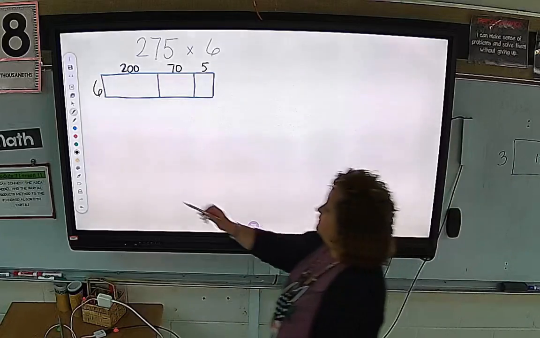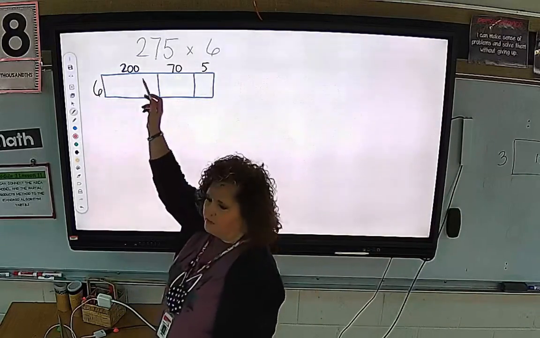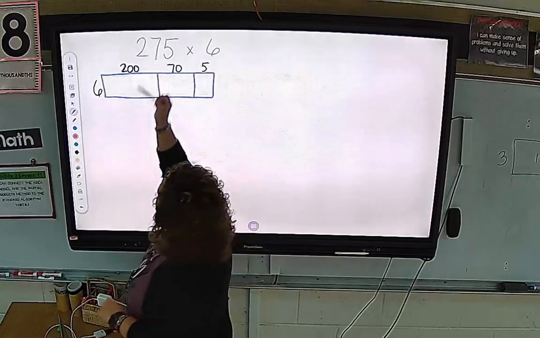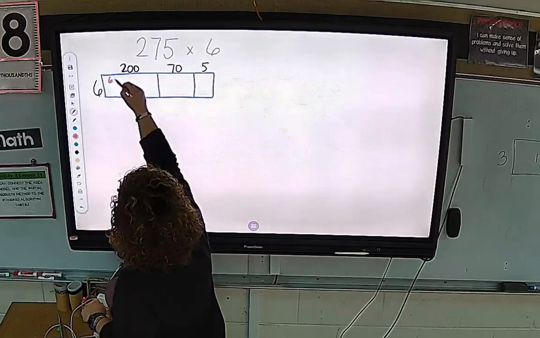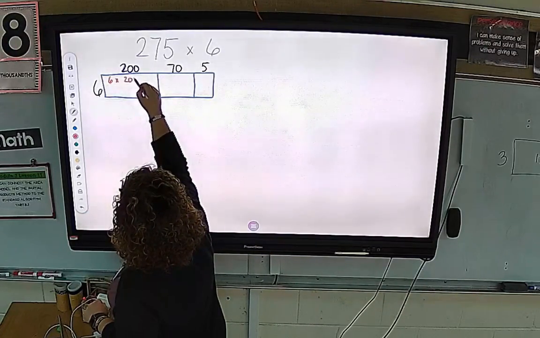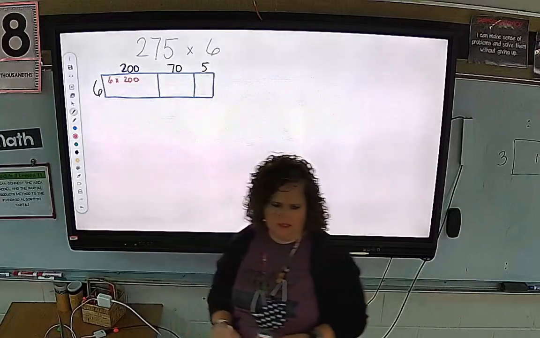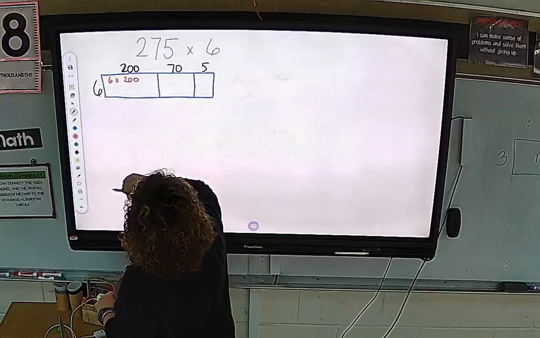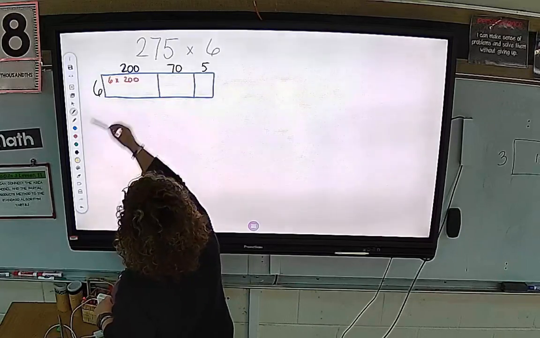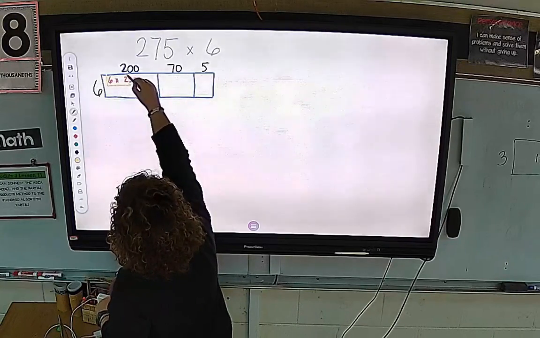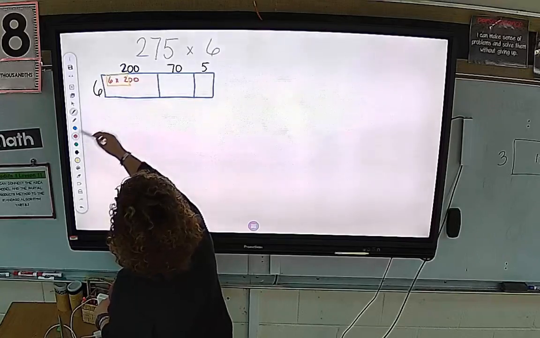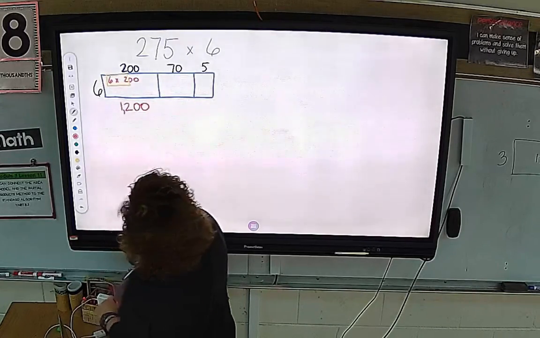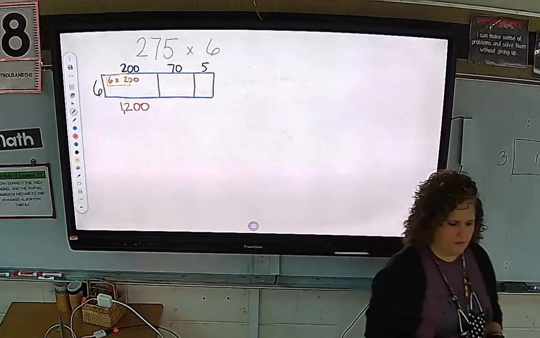Okay. So what 2 numbers are we multiplying in the first box, Charlotte? 200 times 6. 6 times 200. What is 6 times 200? Brandon, what do you think? What are these 2 digits? 1200. Exactly. So 1200.